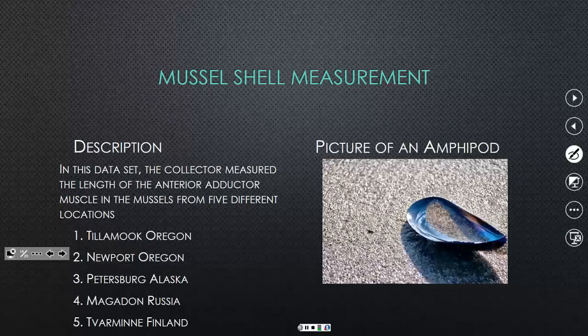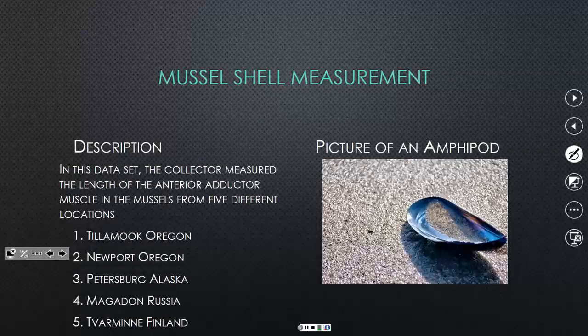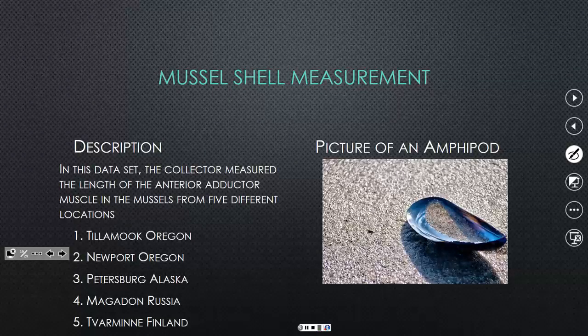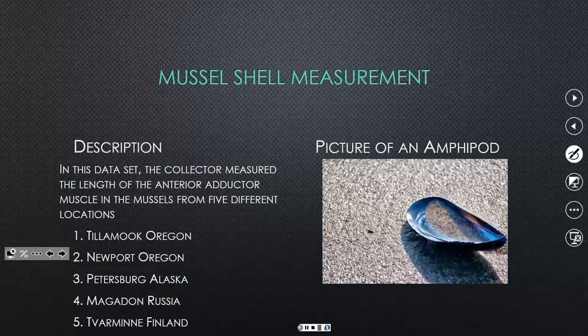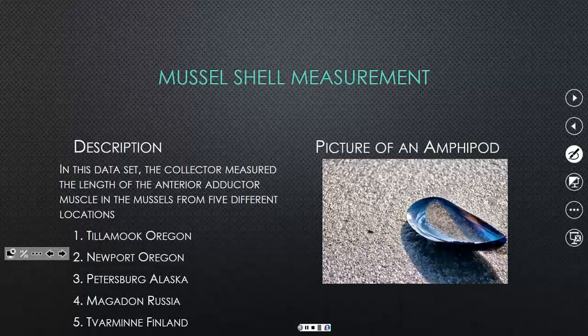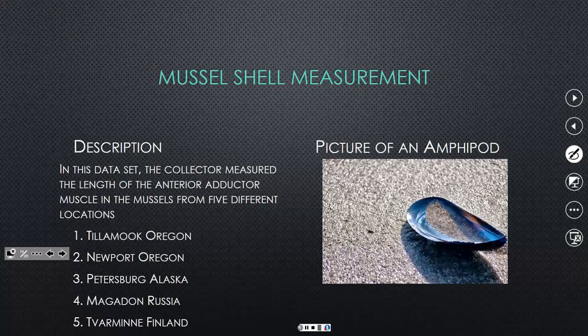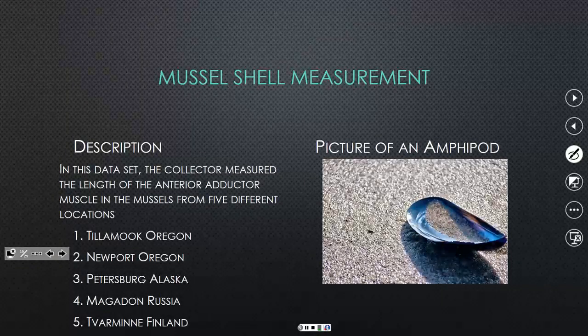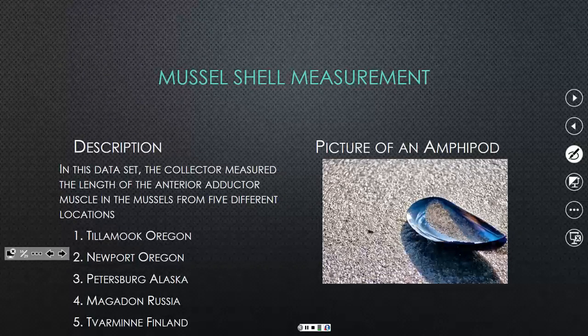And then the second data set that I looked at was mussel shell measurement, looking at the anterior adductor muscle in the mussels. It took a group of them from 5 different locations, the first one being Tillamook, Oregon, second Newport, Oregon, then Petersburg, Alaska, Magadan, Russia, and Varmine, Finland.